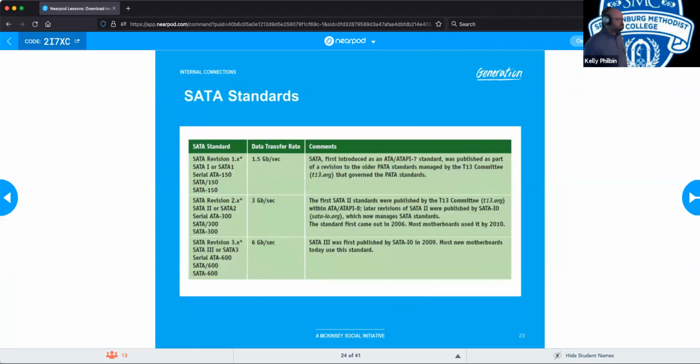All right. Basic SATA standards. No, you do not need to memorize this, with the exception of possibly the data transfer rate for the versions of SATA. So you have SATA 1 at 1.5 gigabits per second, 2 gives you 3 gigabits per second, and version 3 gives you 6, but just remember it doubles each time.